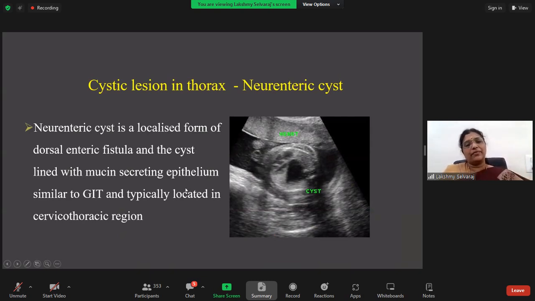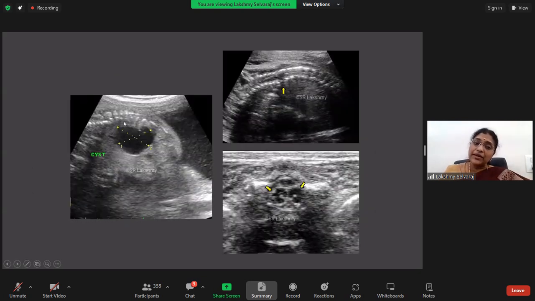Leaving off diastematomyelia, we will come to a neuroenteric cyst. It's a localized form of a dorsal enteric fistula, and the cyst is lined with mucin-secreting epithelium similar to the GIT and typically located in the cervicothoracic region. And this is how you see the cyst here. Whenever you see a cyst in the posterior mediastinum, you need to evaluate the vertebral bodies.